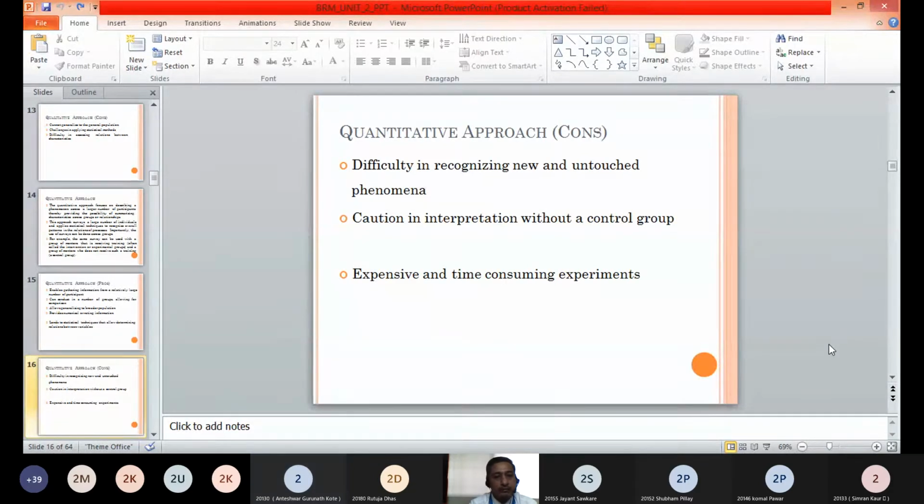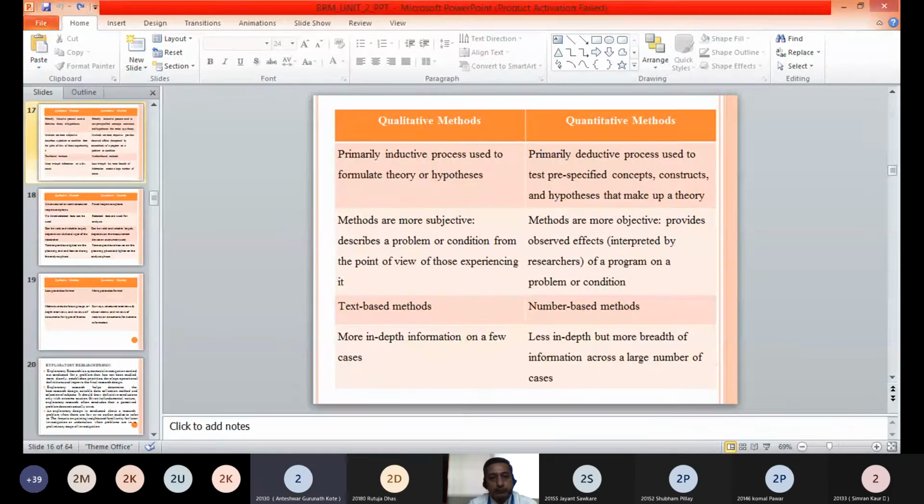Are you clear till now? Yes, sir. Then going ahead, we'll just see the comparison. Here I have made this comparison in the form of a table. Is this table visible to you all? Yes, sir.